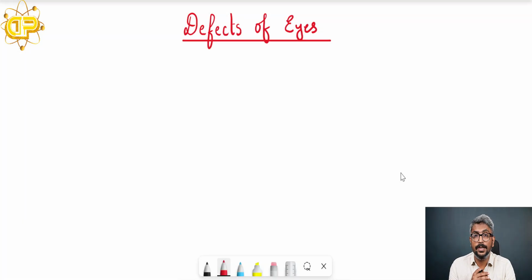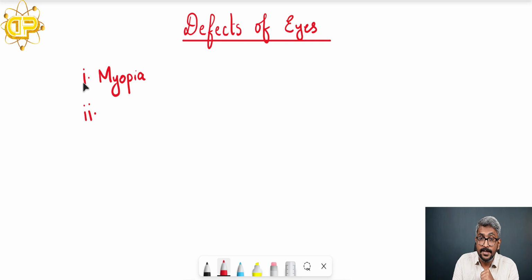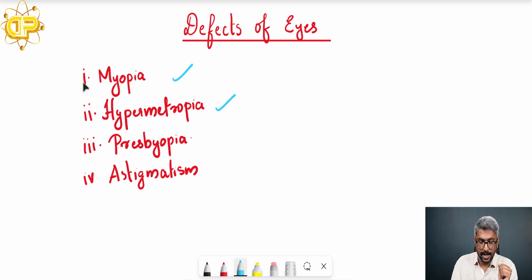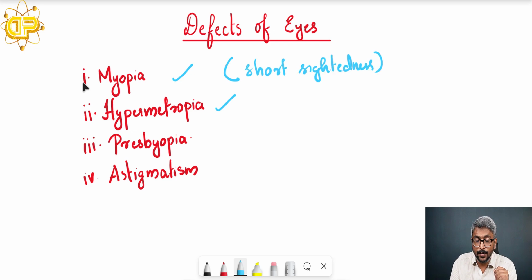Here we are going to deal with some of the defects of eyes. The first defect of eye is myopia. The second one is hypermetropia. The third one is presbyopia. And the fourth one is astigmatism. In this class, we will deal with the first two, that is myopia and hypermetropia. Myopia can also be termed as short-sightedness, and hypermetropia is known as long-sightedness.